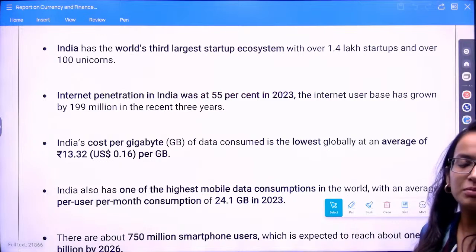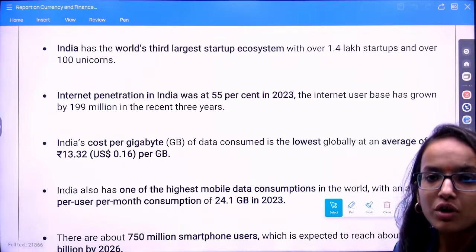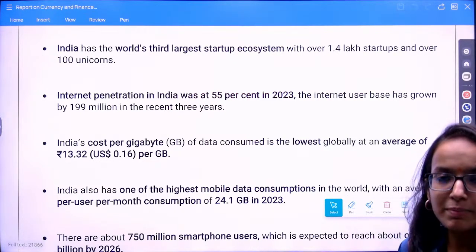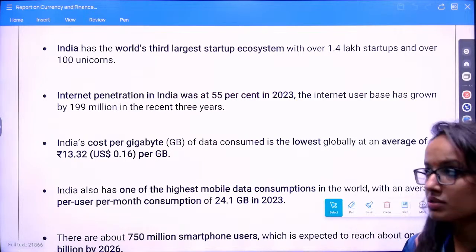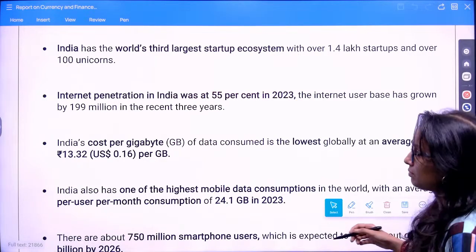Okay, you only tell me what is the mark for calling a startup a unicorn? Yes, in terms of $1 billion only, what is the mark?